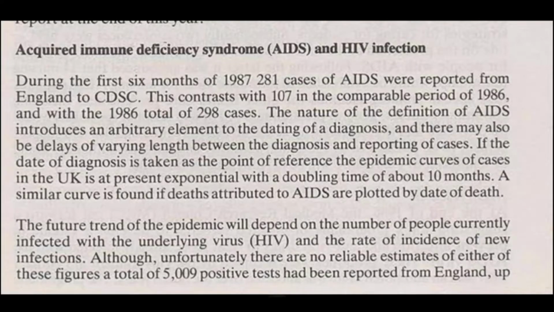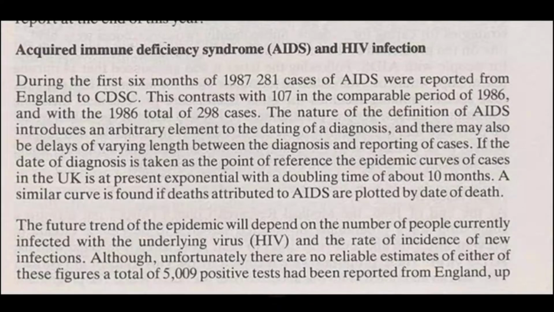He noted the number of cases reported to CDSC that year in the first 6 months. So he's talking about the first 6 months of 1987, even though this is the 1986 annual report, just to add to our slight confusion about where the cut-off date is for the information in these reports. He notes that there were 281 cases of AIDS reported compared to 107 in the comparable period during 1986.